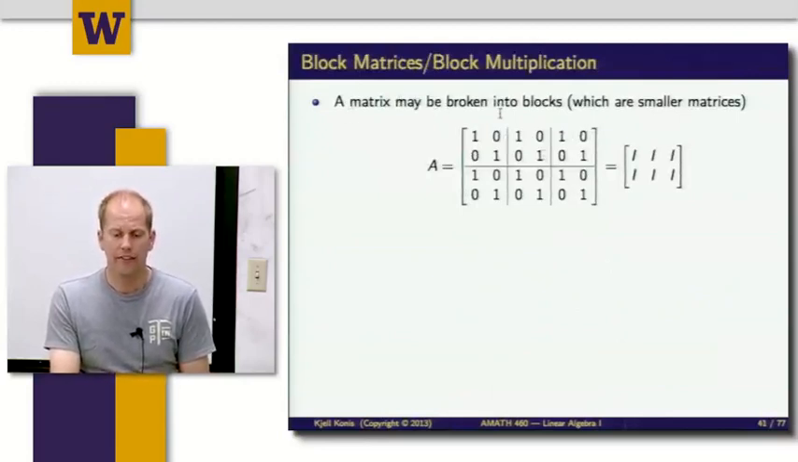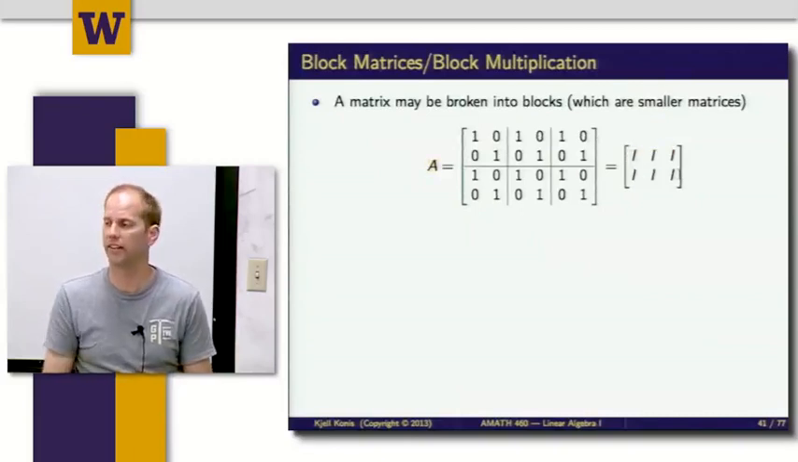Then I can also do something called putting a matrix into block form. So here I have a matrix with 4 rows and 6 columns. And then I'm going to break it into 6 blocks, and each block is going to be a 2 by 2 identity matrix. So I could also write A like this. These are just 6 identity matrices. They're all 2 by 2.